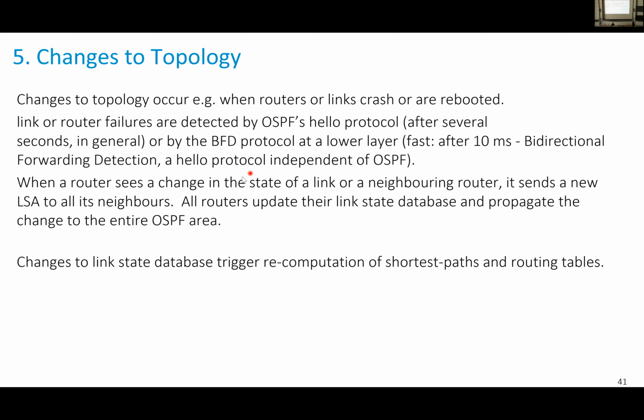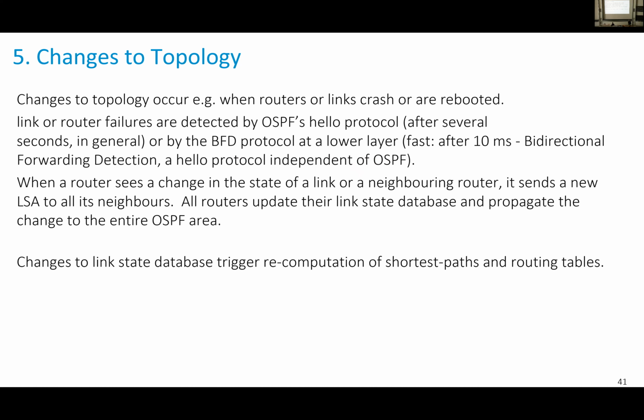When a router sees a change in the state of a link, how does a router see a change in the state of a link? Well, because there is the hello protocol. The hello protocol is done by OSPF. Most routers also implement a link-based hello protocol, which is called, for example, BFD, bidirectional forwarding detection. That's a protocol that is not OSPF, but is part of the Ethernet.